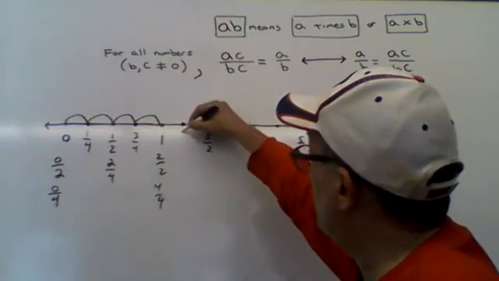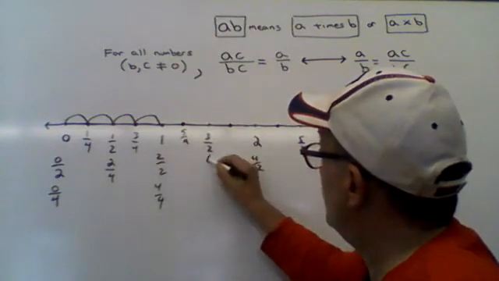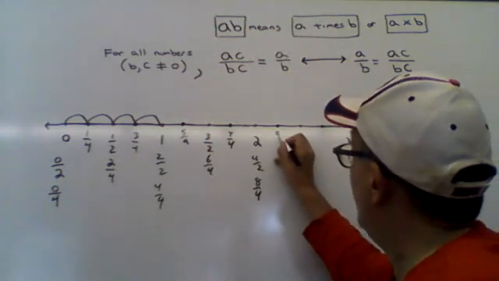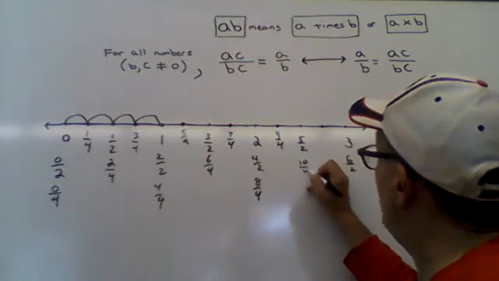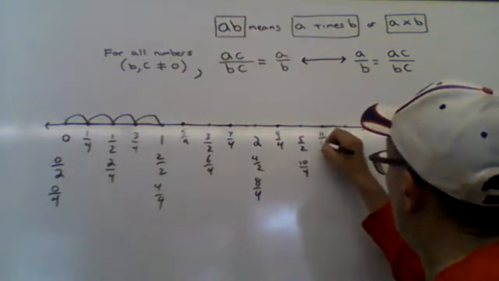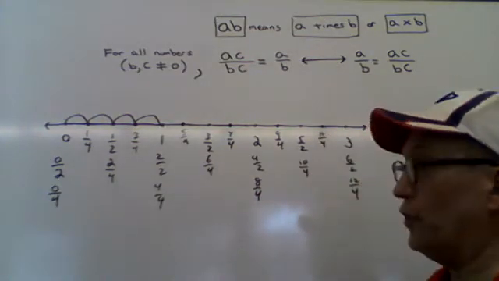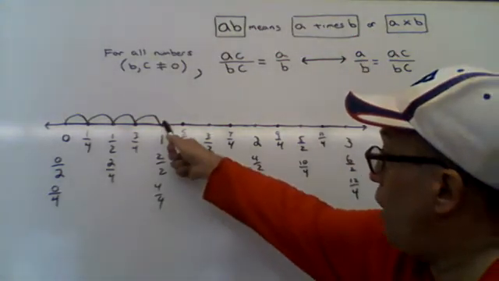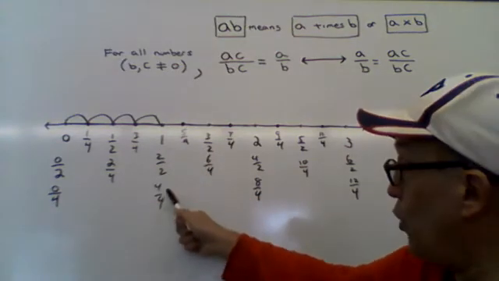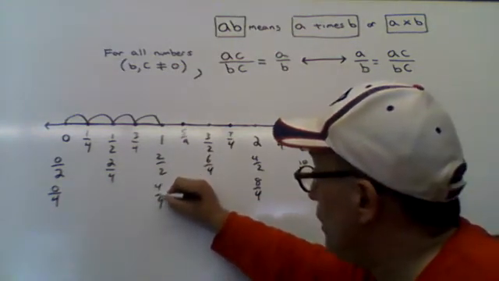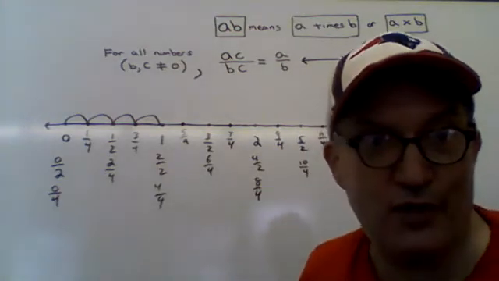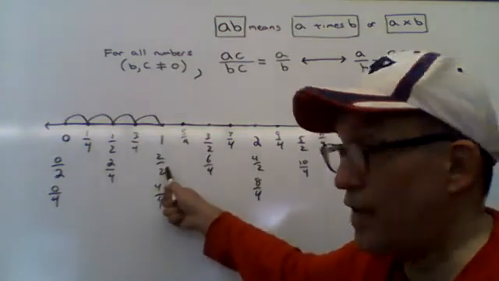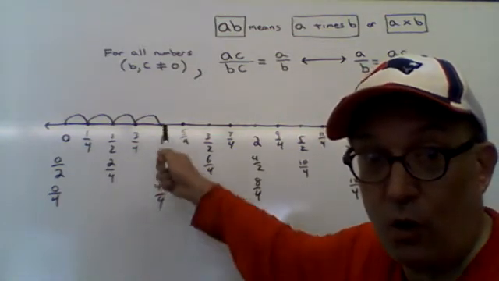After 4/4 comes 5/4, 6/4, 7/4, 8/4, 9/4, 10/4, 11/4, and 12/4. Let's focus on the whole numbers real quickly. The whole number 1 can be thought of as 2 halves or 4/4. Anytime the numerator and denominator are the same number, the fraction is equal to 1. And you can also think of those fractions as divisions. 2 divided by 2, 4 divided by 4, 1.